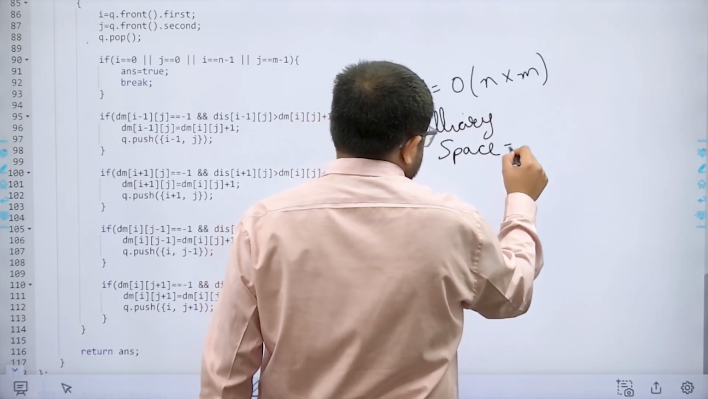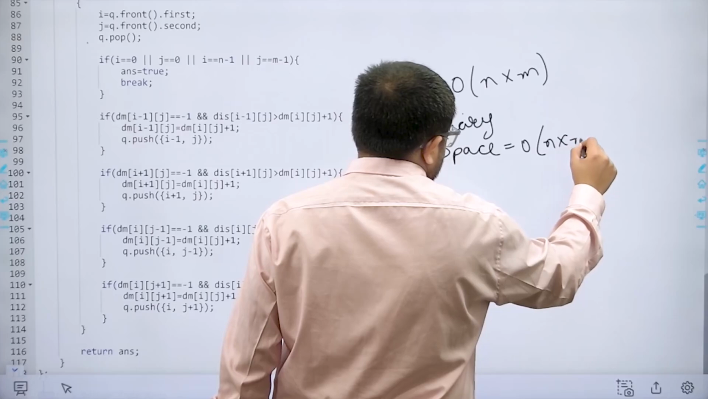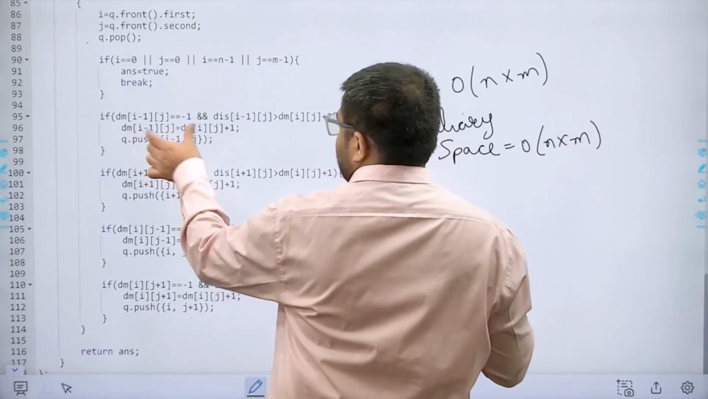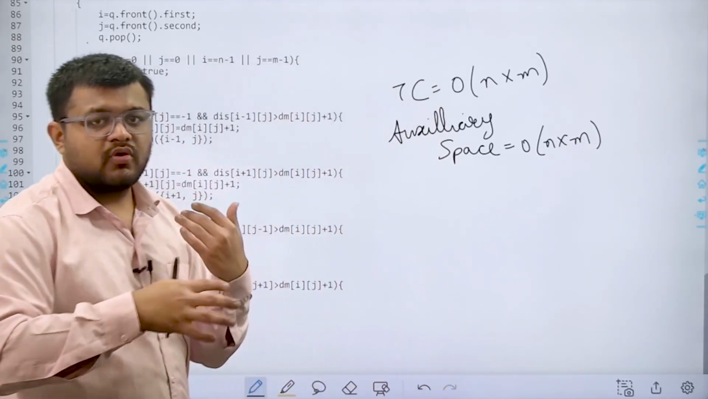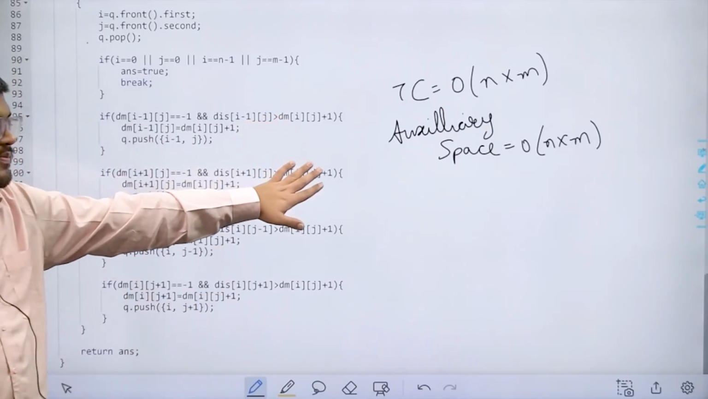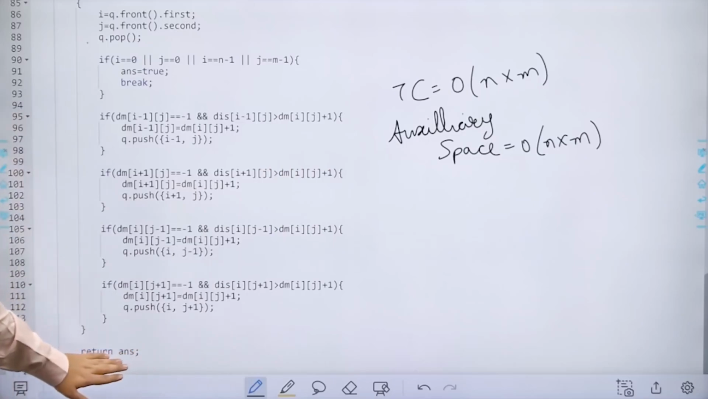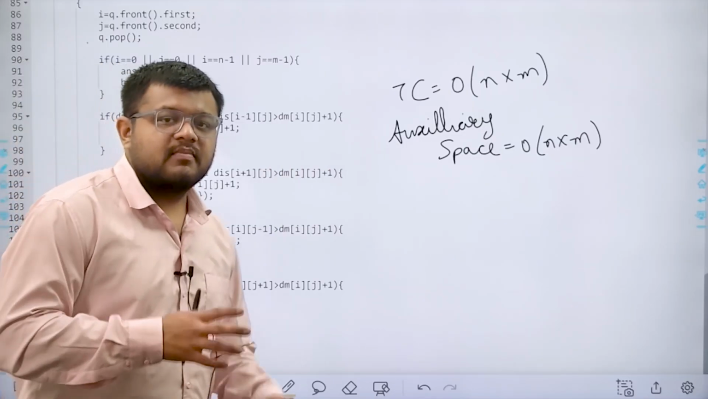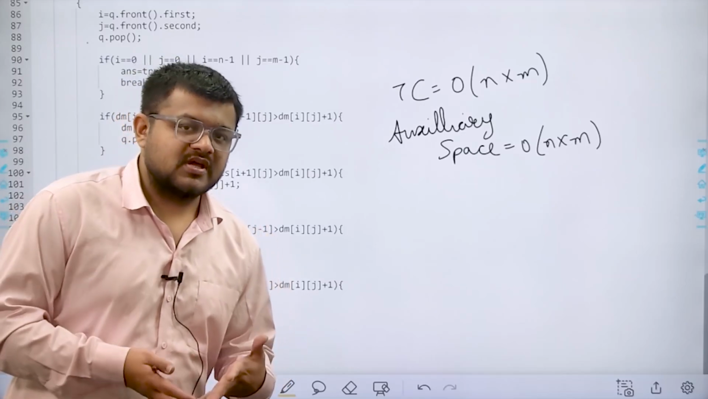The auxiliary space here is also big O of n cross m. Why? Because we are taking this distance array, and in the queue also there will be n cross m elements at max, and so on. That's why this is the time complexity and this is the auxiliary space, and finally we will return answer, which will either contain true or false, whether the man can reach the border or the corner cell or not.